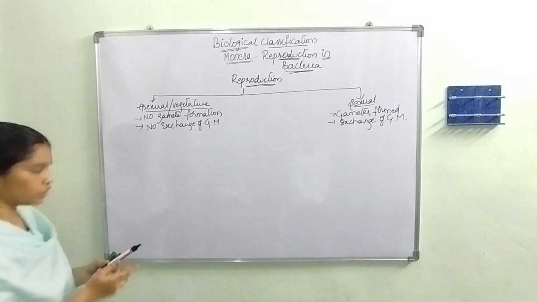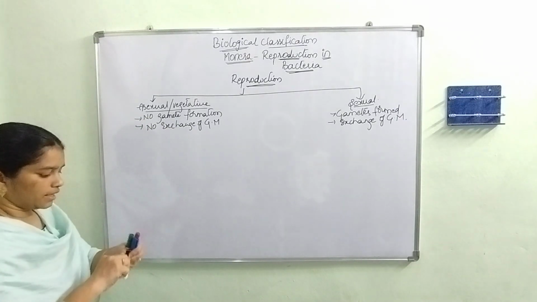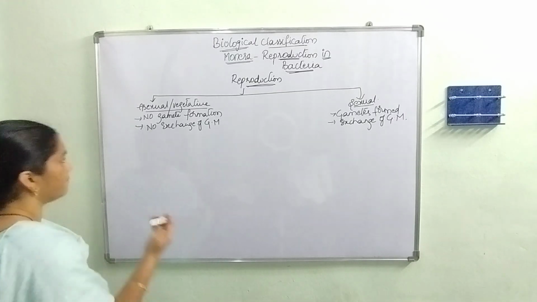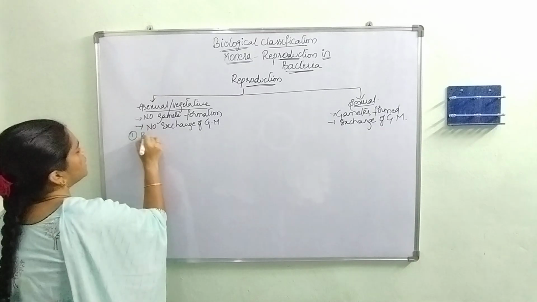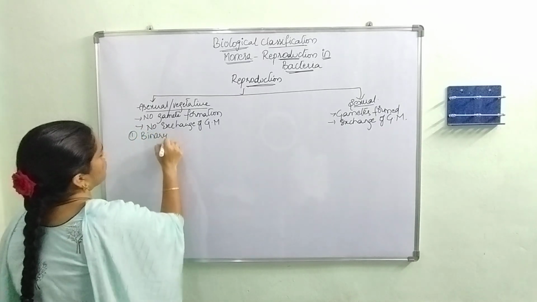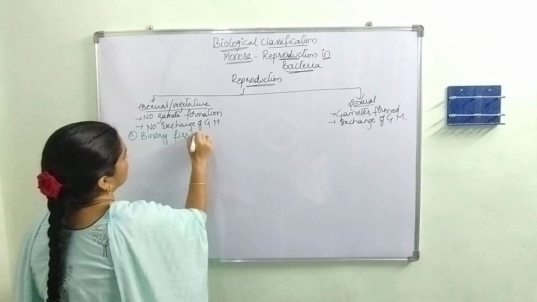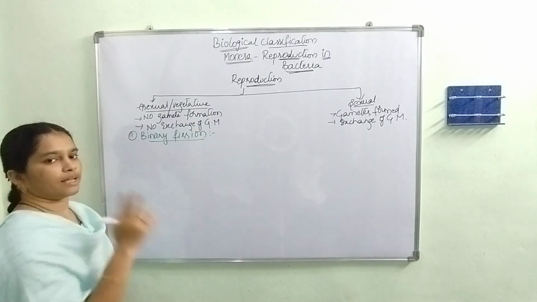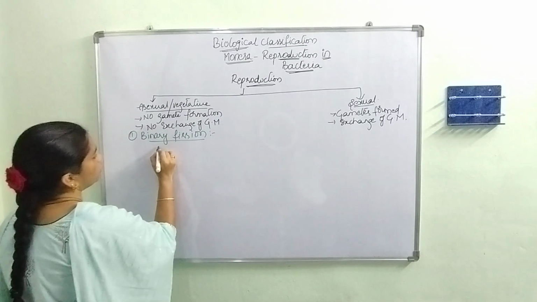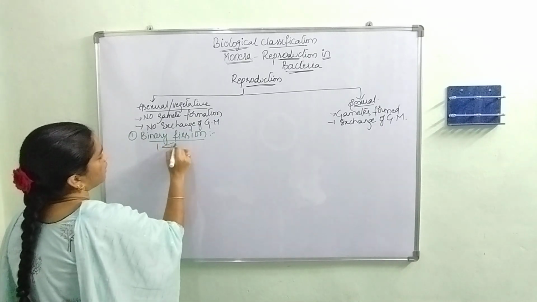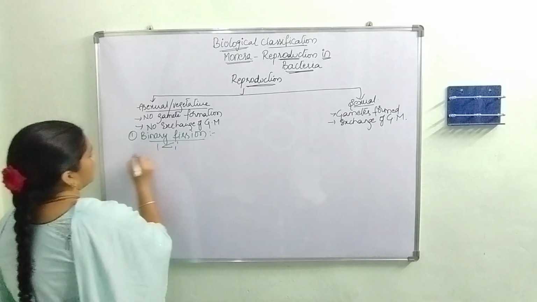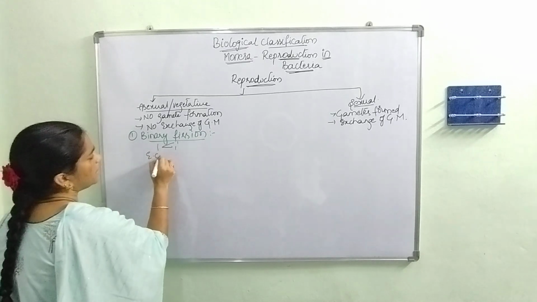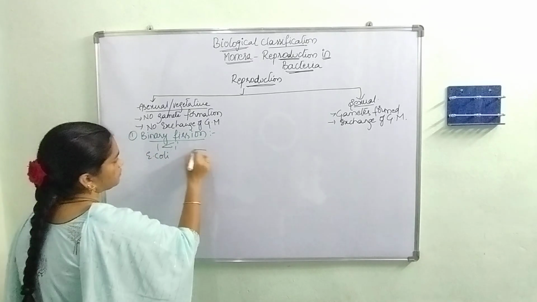In asexual or vegetative reproduction, there are three types. They are: 1. Binary fission. In this one, a bacterium divides into two cells. One bacterium divides into two cells. Now, for binary fission, let us take the example of E. coli.